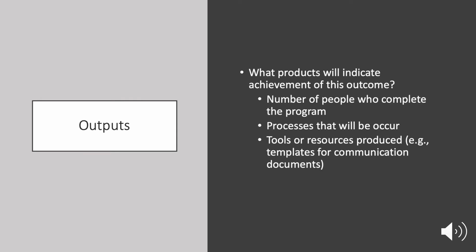The outputs are sort of like the products of your program. So this could include the number of people who complete it. It could include processes that have been completed. It could be products like a tool or a resource like a document template that is created as a result of the program. Again, going to vary quite a lot depending on what you're doing and what the outcome is. They're usually tangible, something you can count, say yes or no, it happened, and maybe they produce something new.